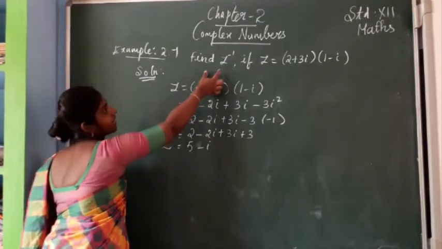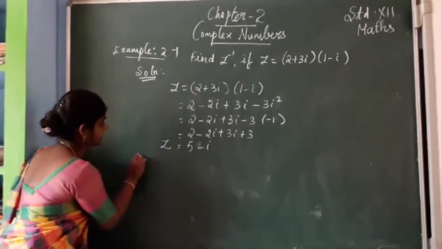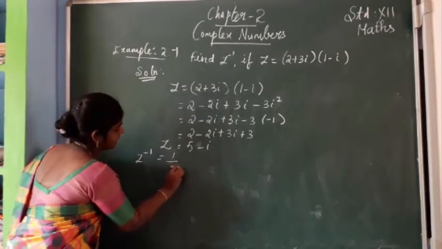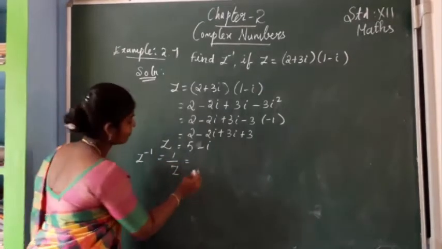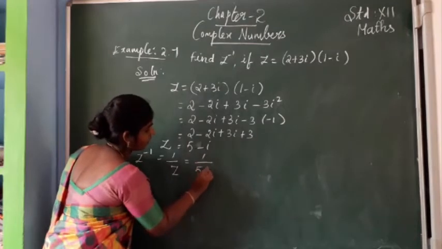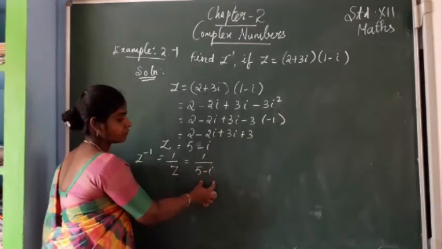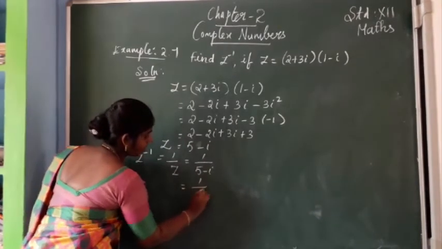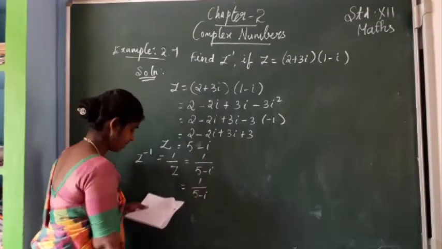Okay, so you have to find Z inverse. What is Z inverse? Z inverse is equal to 1 by Z. That's equal to 1 by (5 plus i). So you have to take the conjugate.